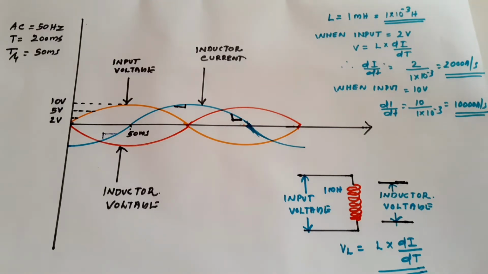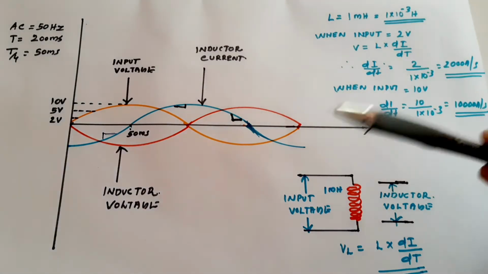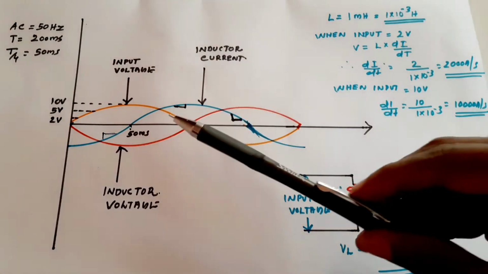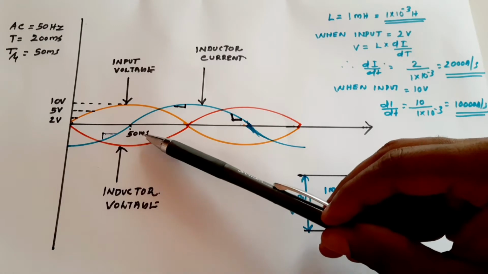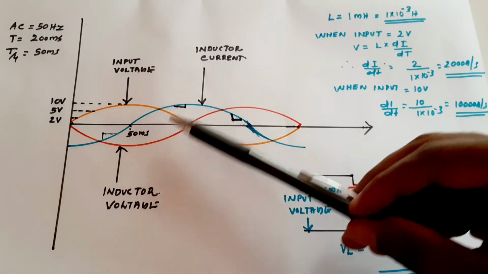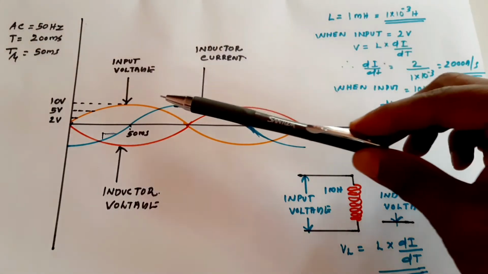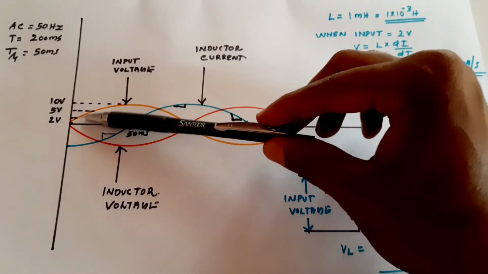Hello and welcome all. Today we are going to discuss why the inductor current is lagging behind the inductor voltage. This is the waveform of the inductor voltage, inductor current and input voltage. Look at this. This is the input voltage.